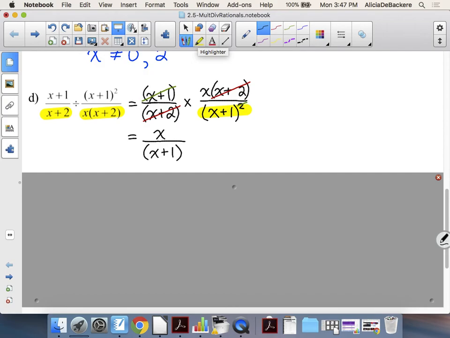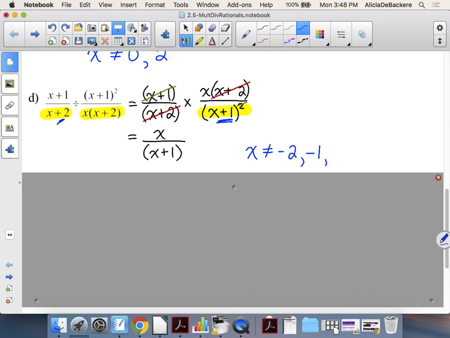So taking a look, I'm going to try to go in order here from smallest to biggest. Looking at that first denominator, x plus 2 cannot equal 0. That tells me that x cannot be negative 2. So that was coming from this first denominator here. And then taking a look at this third denominator, x plus 1 cannot equal 0. That tells me that x cannot be negative 1.